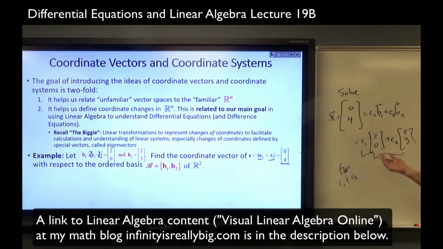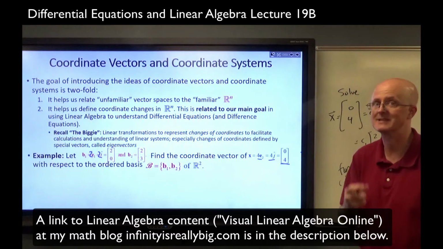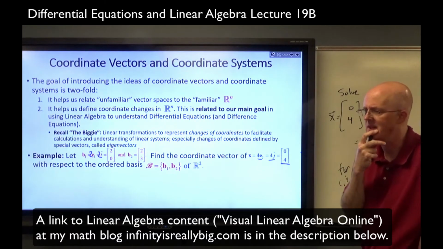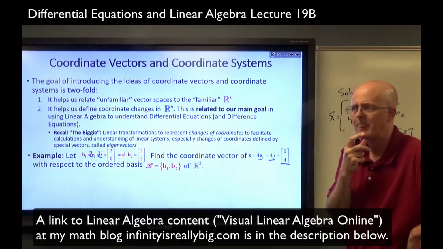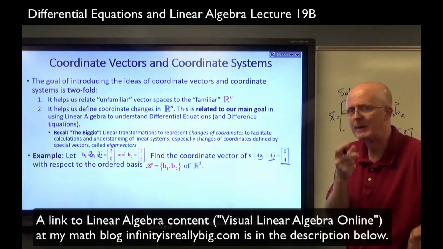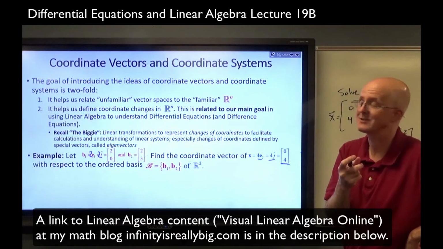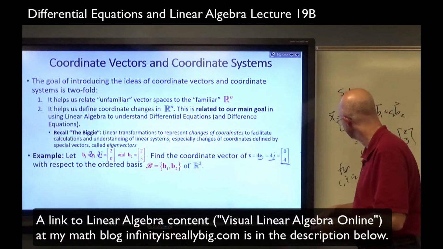I mean, I could do it with row operations, but I want to show you something else that's kind of neat. This is nothing more than a matrix times a vector. This is the matrix [[2, 2], [0, 3]] times the unknown vector (C1, C2). So I could use this matrix to solve the equation. I actually haven't talked about using matrices to solve equations before. It is on my blog at infinitiesreallybig.com. Visual Linear Algebra Online is the online textbook. I did talk about using inverse matrices in the reading to solve equations, but I actually forgot to talk about it back 5 lectures ago or whatever it was.